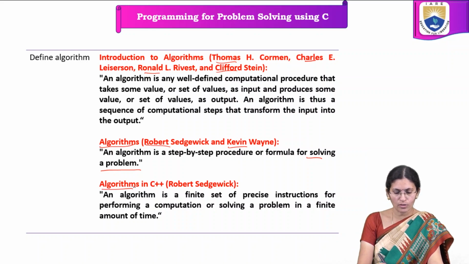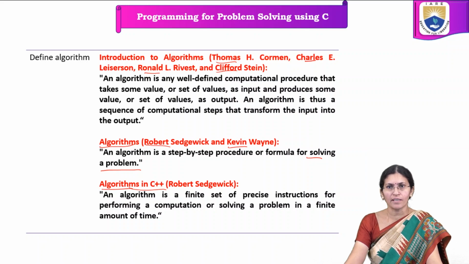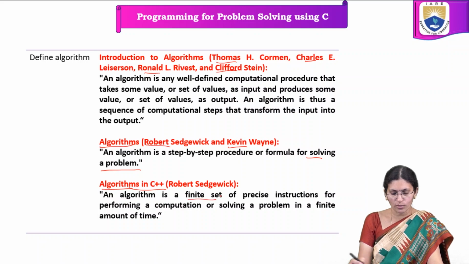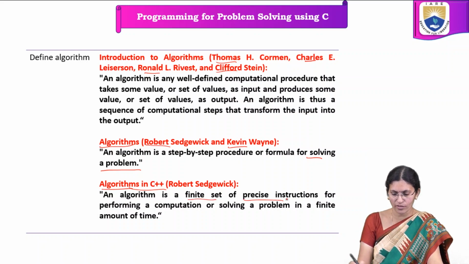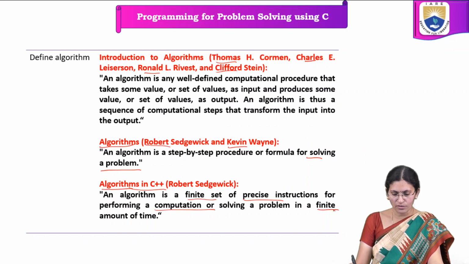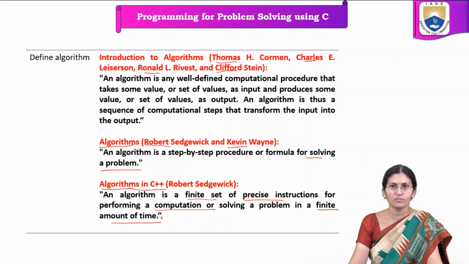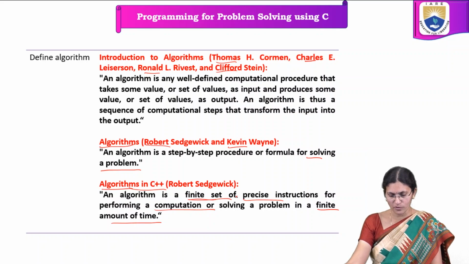Next, according to Robert, in the textbook titled Algorithms in C++, an algorithm is a finite set of precise instructions. This is one of the important properties of an algorithm. It should have a finite set of instructions. The instructions also should be precise for performing a computation or solving a problem in a finite amount of time, so it decides the time as well as a finite number of steps.